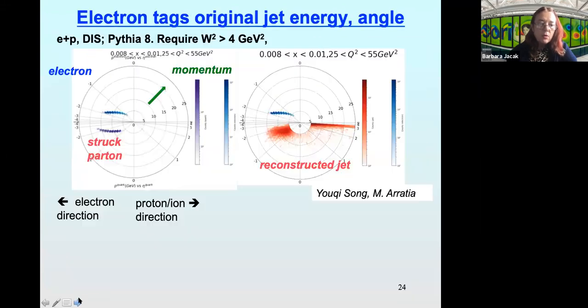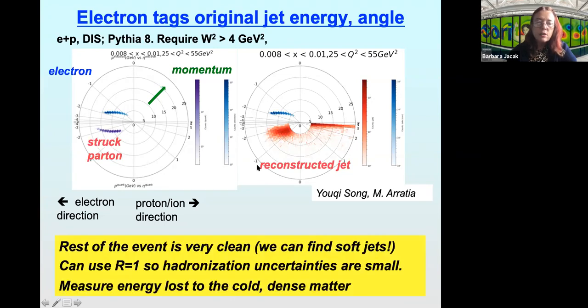Now, those are really worthwhile looking at because by measuring the jet, you know about the struck parton, and then you can actually directly measure the energy loss by looking at the energy balance with the electron and how that is affected by being in a nucleus. The rest of the event is very clean, which means we can find these very soft jets. It also means we can use R equals one, so the hadronization uncertainties become very small. And then we can directly measure the energy loss to the cold dense matter.